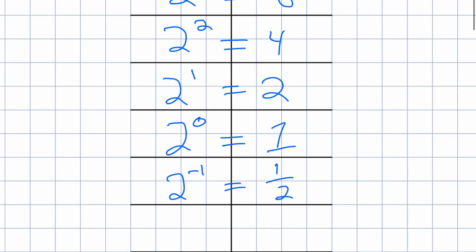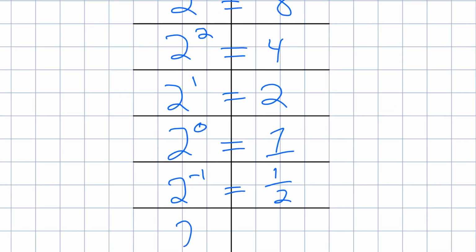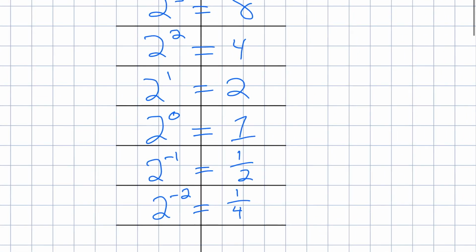And then continue the pattern again. 2 to the negative 2 power on the left. Then divide 1/2 by 2. Half of a half is 1/4, which, keep in mind, 4 is 2 squared. So it appears that we got 1 over 2 to the first power when the exponent is negative 1, and 1 over 2 to the second power when the exponent is negative 2.